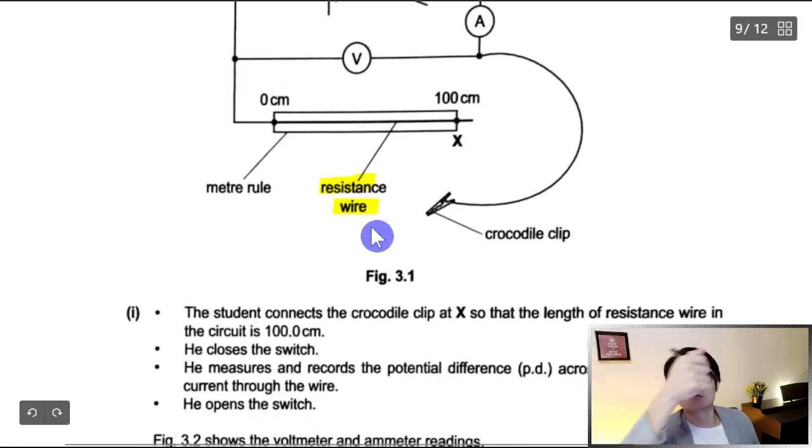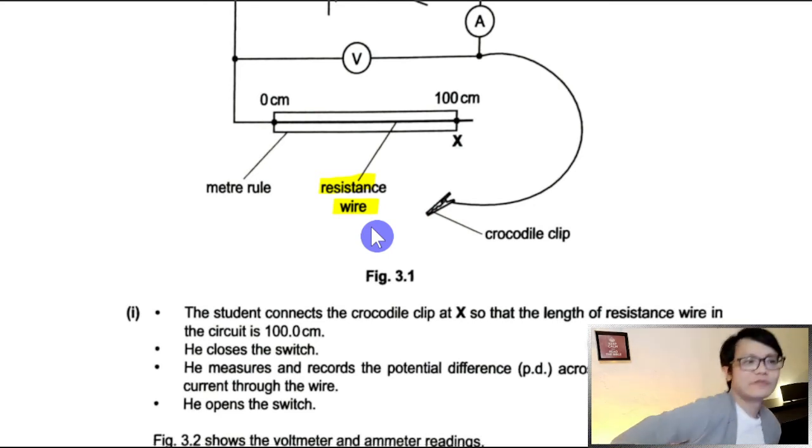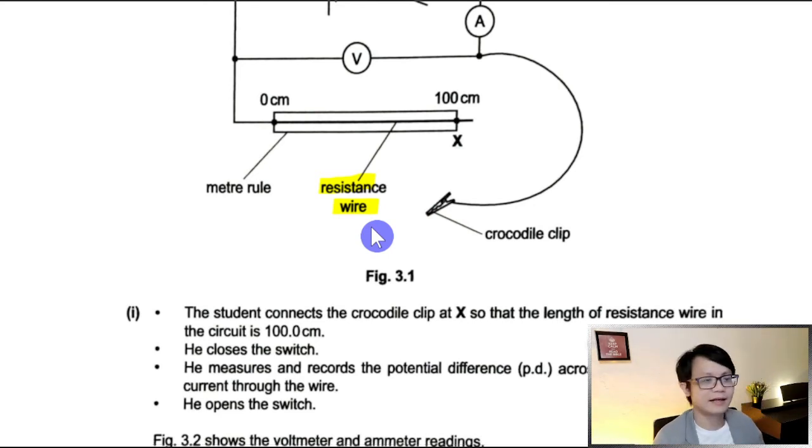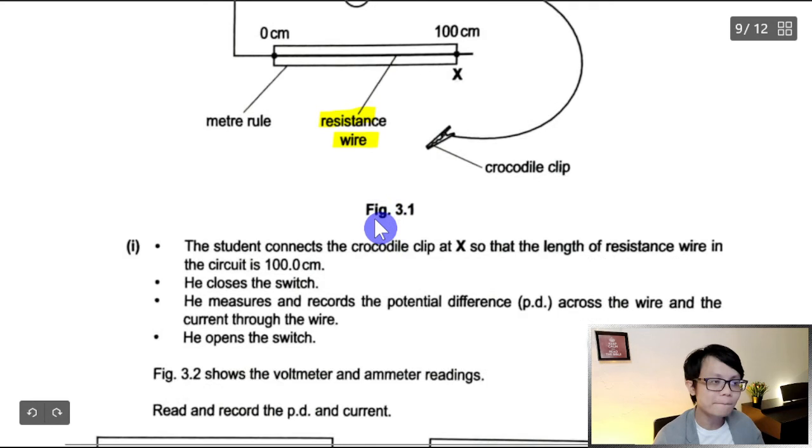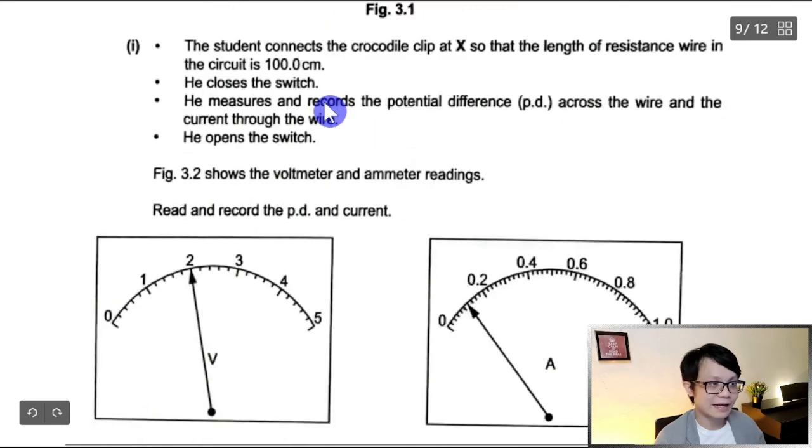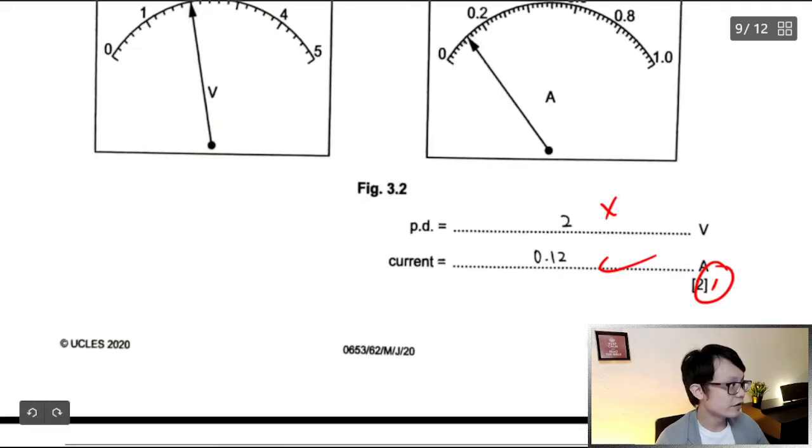Who wants to take this thing and use it this way to control the light? Someone could be in danger when you're talking about high voltage. The student connects to the crocodile clip X so that the length of the resistance wire is 100. So close the switch. Okay, something like that. I don't want to read, but I think it just says change front, back. The answer here is 2.0 volt.